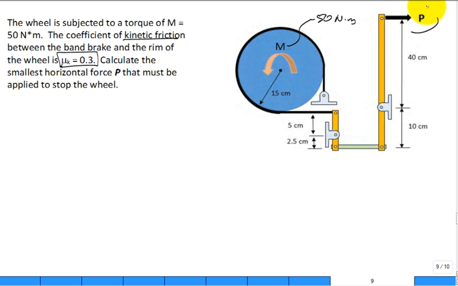Where is P applied? Way up here. You want to stop that wheel. How do we solve this problem? Well, this is a belt friction problem. I don't see the belt. Well, the belt is that band that goes around.